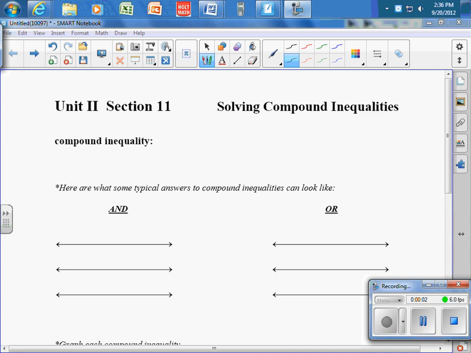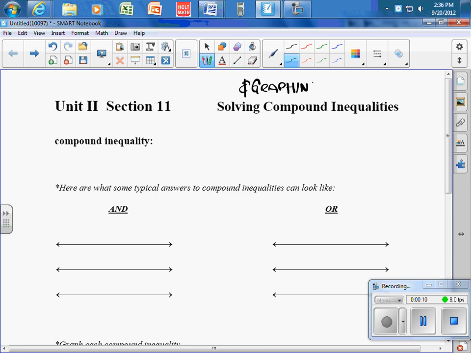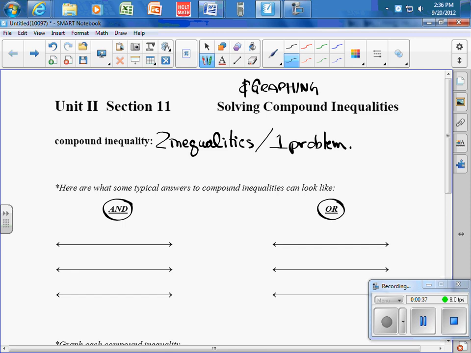In Unit 2, Section 11 here, we're going to be solving and graphing, for that matter, compound inequalities. Well, what is a compound inequality? Well, basically it's two inequalities in one problem. And there are two kinds of compound inequalities. There's a compound and, and a compound or.